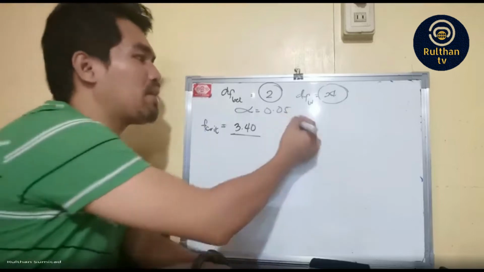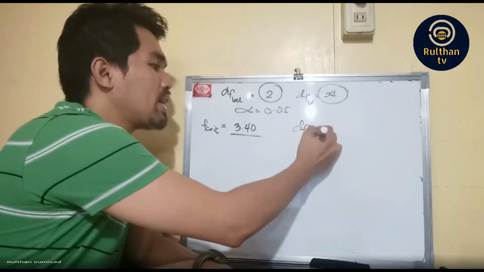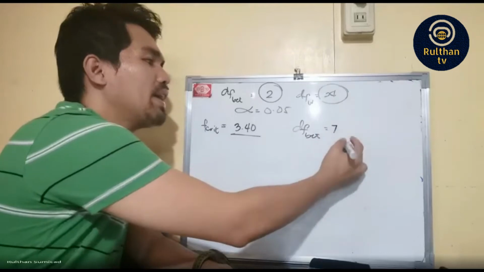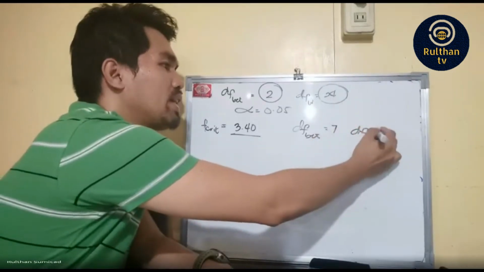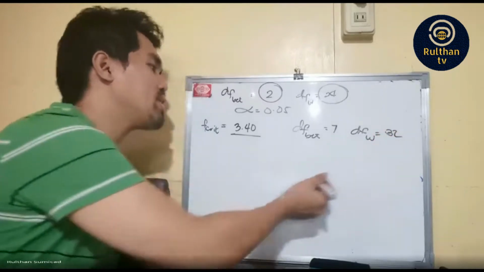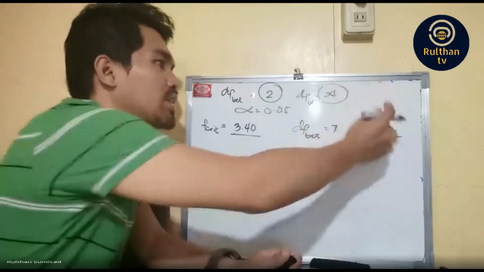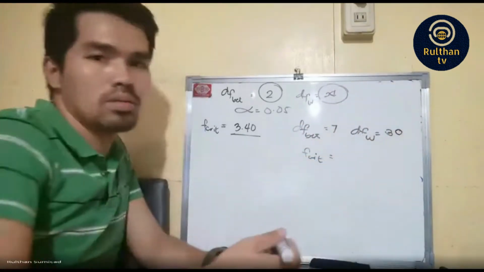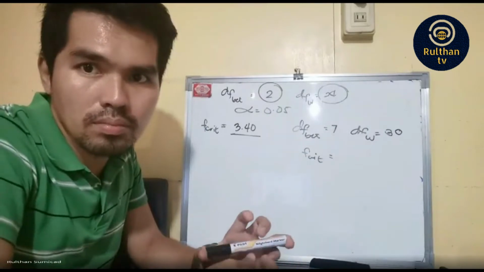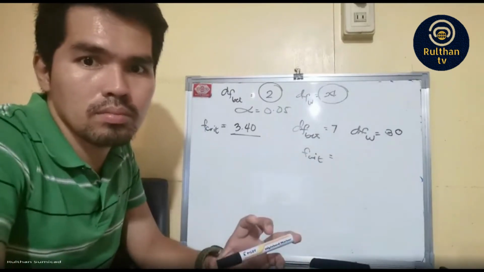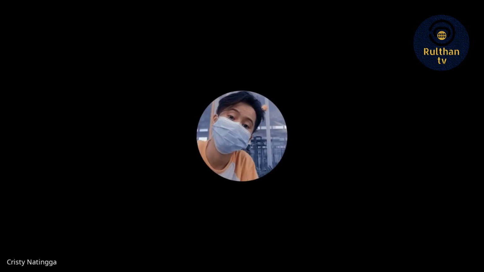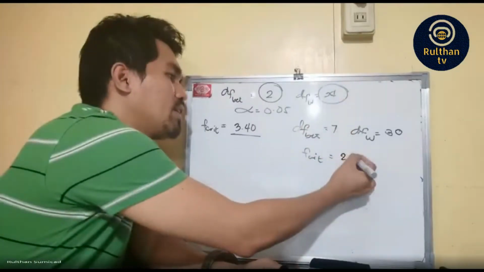Let's say, for example, our DF between is 7, and then our DF within is 32. What is our F critical? Oh, we don't have 32. Let's change this to 30. We don't have 32. 2.33 is our critical value.